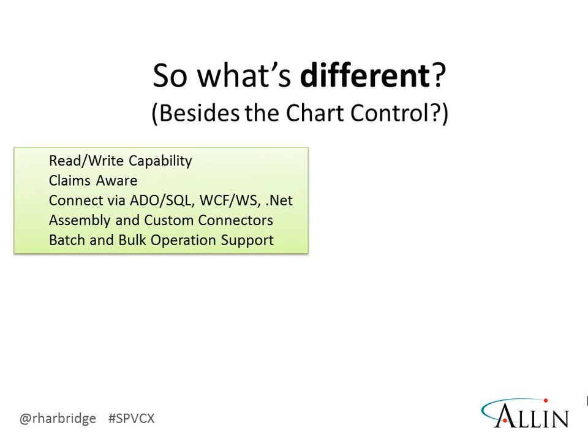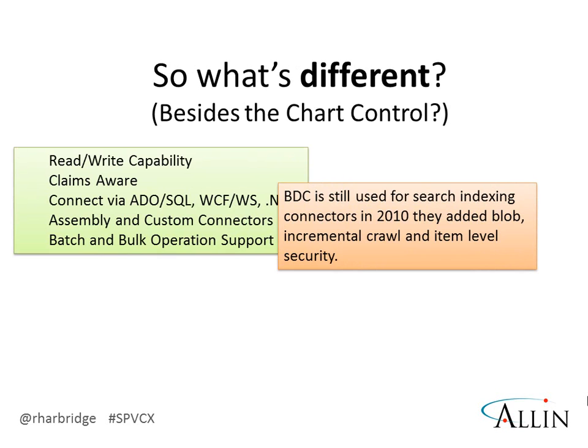They're claims aware, which is really important. As I said, not everything uses Windows authentication. They have batch and bulk operational support, which is very, very cool. BDC is actually still used, if you're curious, for search indexing and things like that, in that it also has new features like incremental crawl and item level security, right? Those are really important and awesome new features when we start talking about search and indexing connectors.